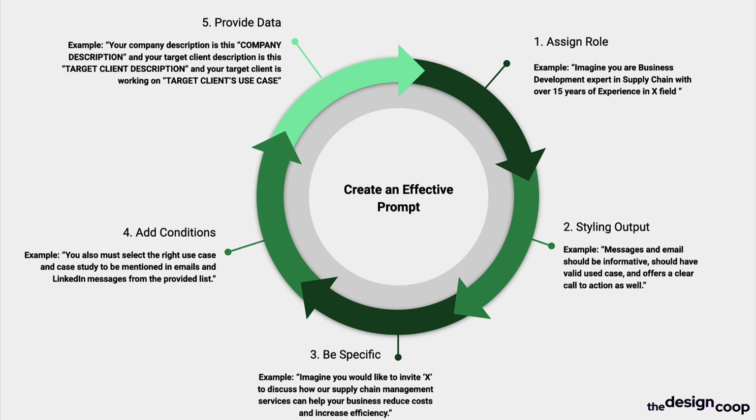These 5 sections, assigning a role, styling the output, be specific, add conditions, and provide data, will ensure that any prompts that you put into the AI will give you the strong results that you are looking for. We're going to go through these one by one because it can take a bit of understanding in order to work efficiently.